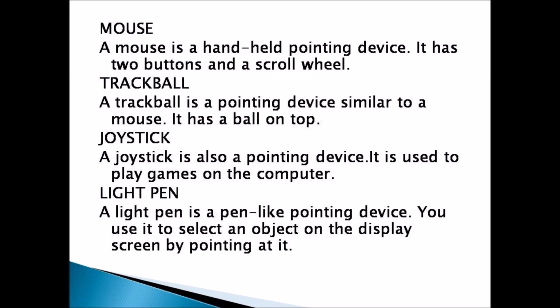Next one is the mouse. A mouse is a handheld pointing device. Okay children, it has 2 buttons and a scroll wheel. We can click, double click or right click the mouse to perform various functions.